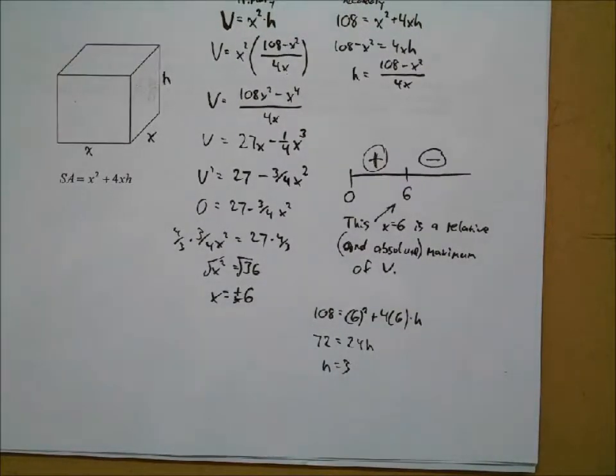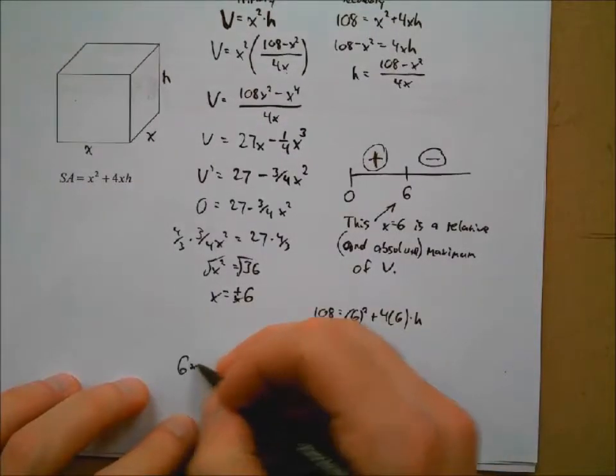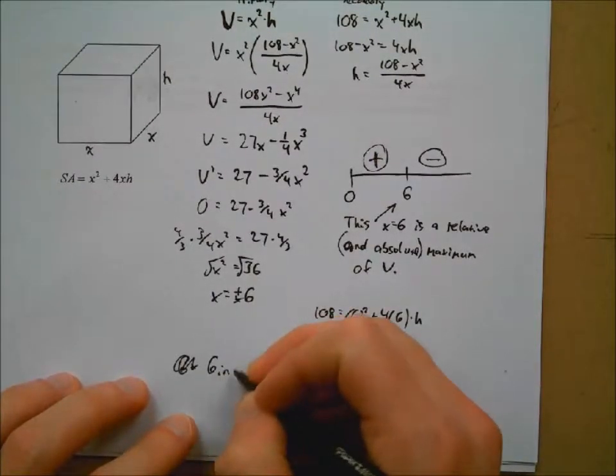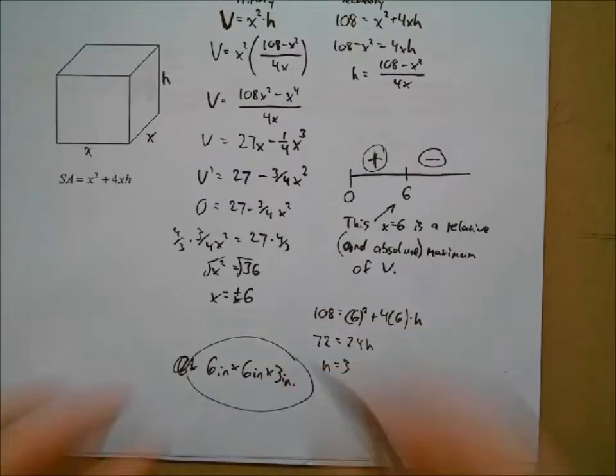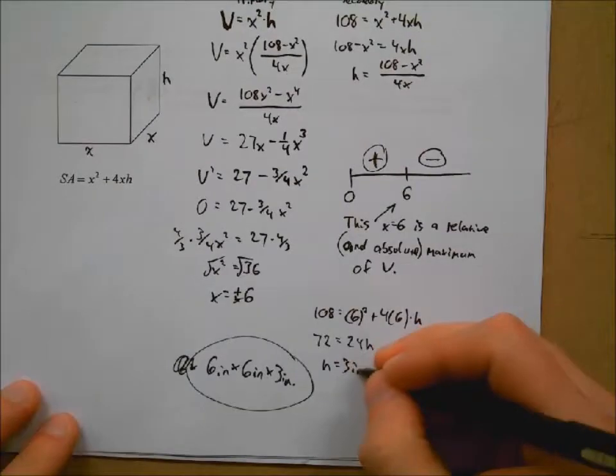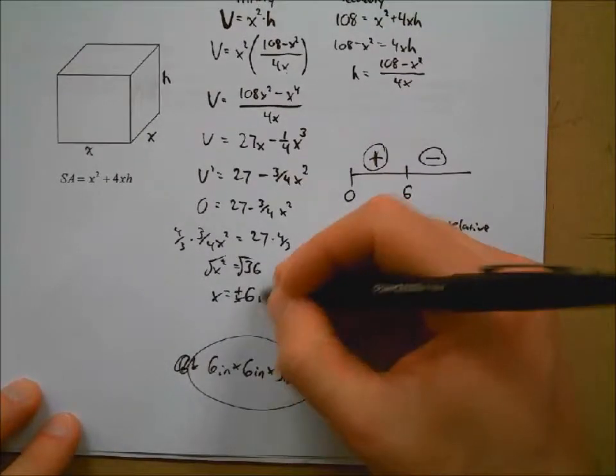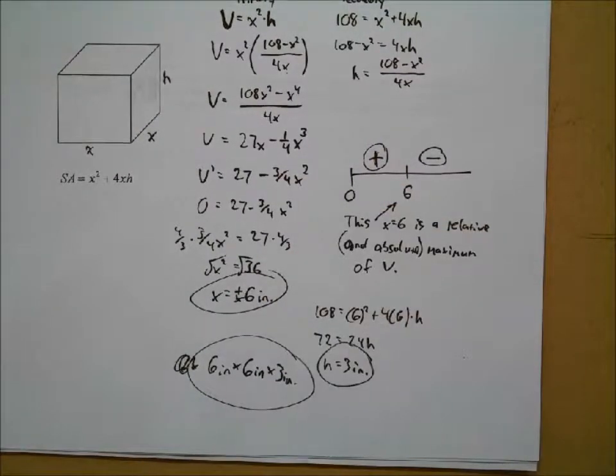Our final dimensions then are 6 inches by 6 inches by 3 inches. h is 3 inches, x is 6 inches. So there are our final dimensions that would maximize the volume of that box.